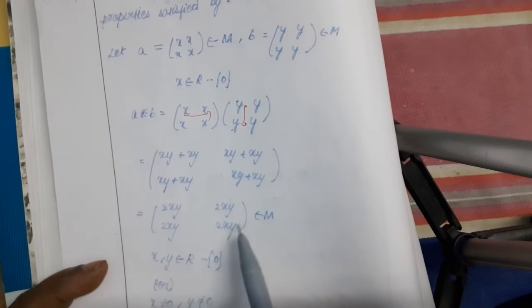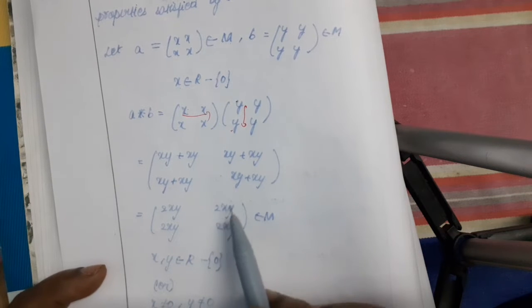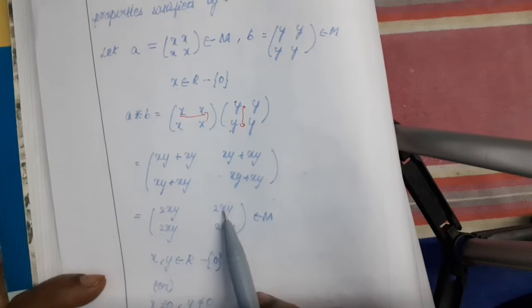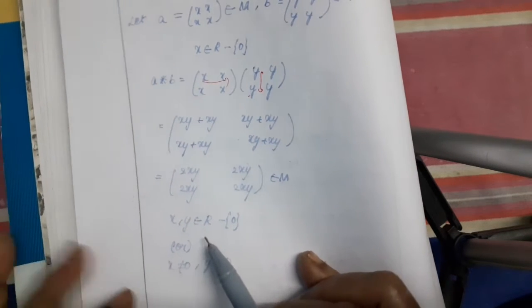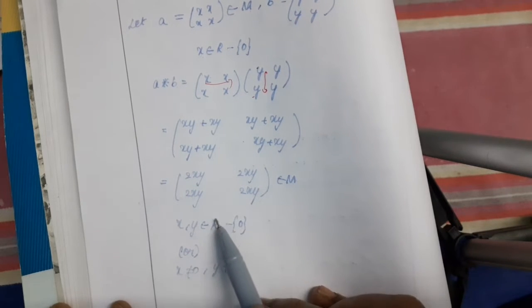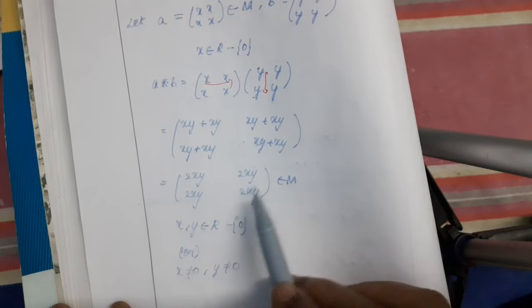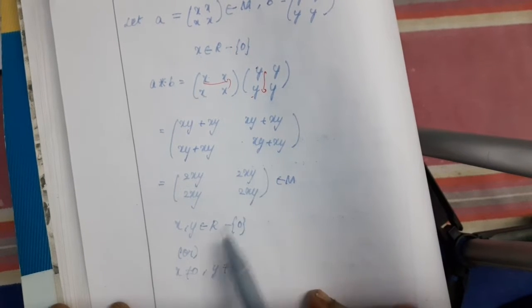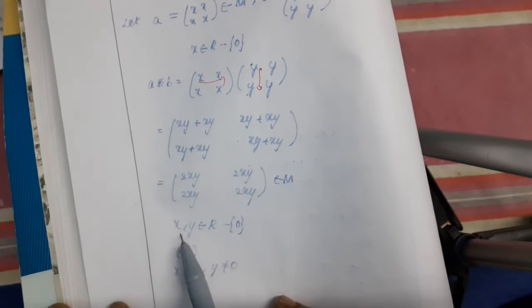If we take 0 for the x and y variables, if either x or y becomes 0, the whole term fully vanishes. Therefore, x, y belongs to R minus 0, meaning except 0. So the real numbers suitable for x and y are all values other than 0. Therefore, x is not equal to 0 and y is not equal to 0. What is the meaning of that?